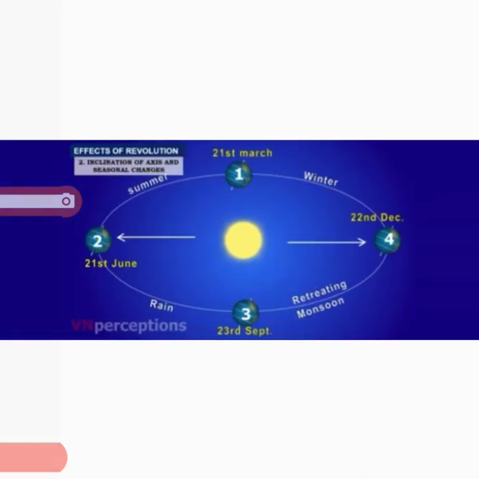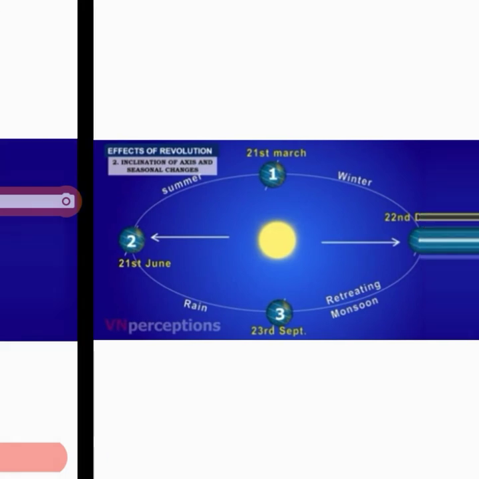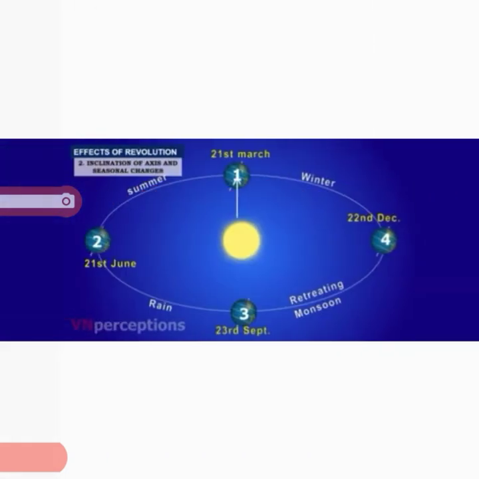But when the earth is in the first position or in the third position, neither hemisphere is facing the sun. So the inclination of the earth's axis does not have any impact on the sun rays it receives.